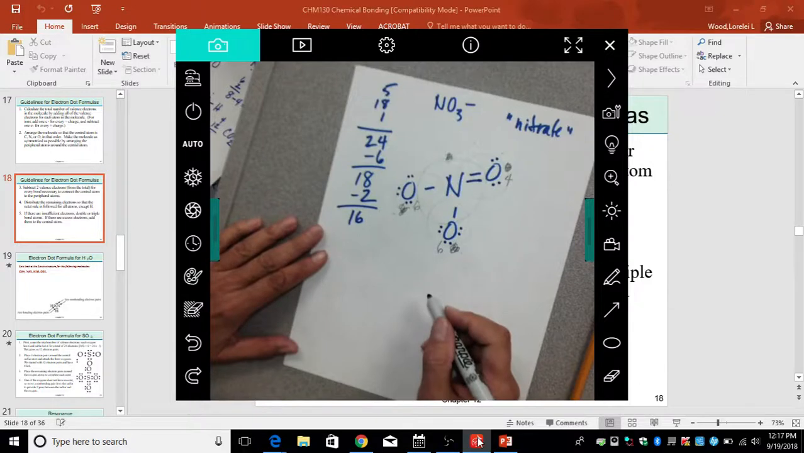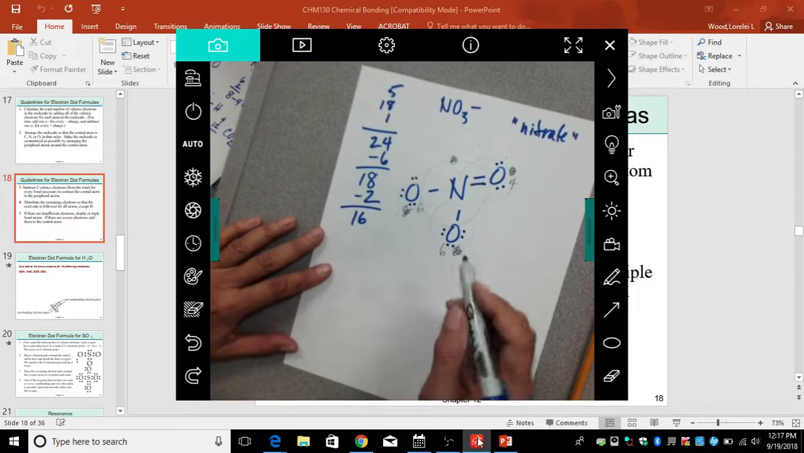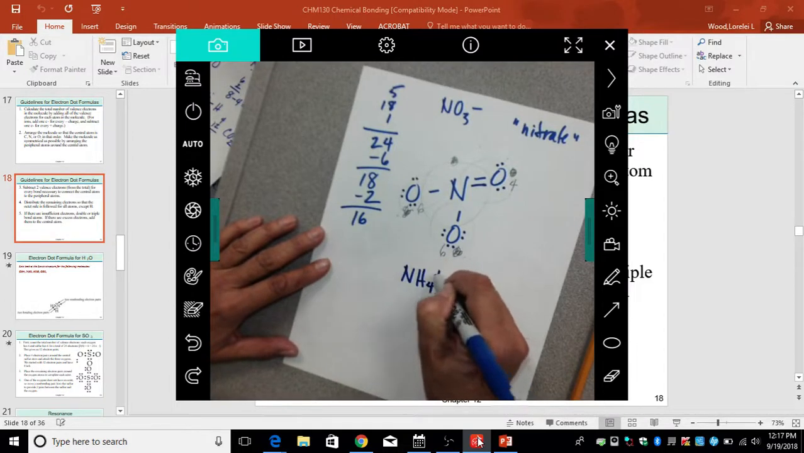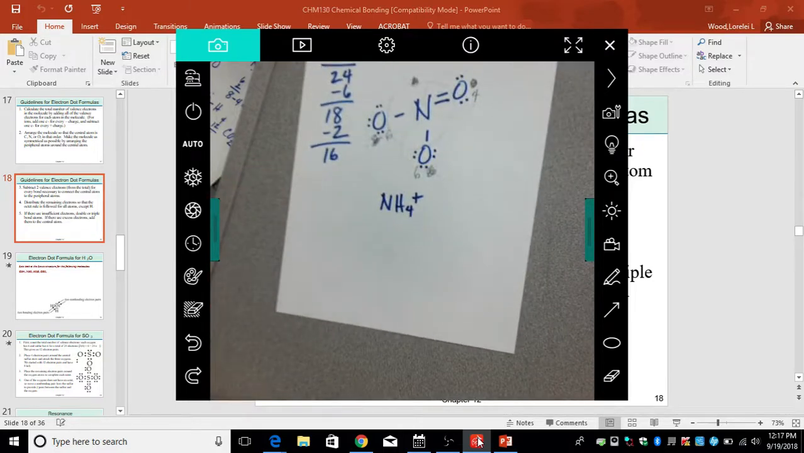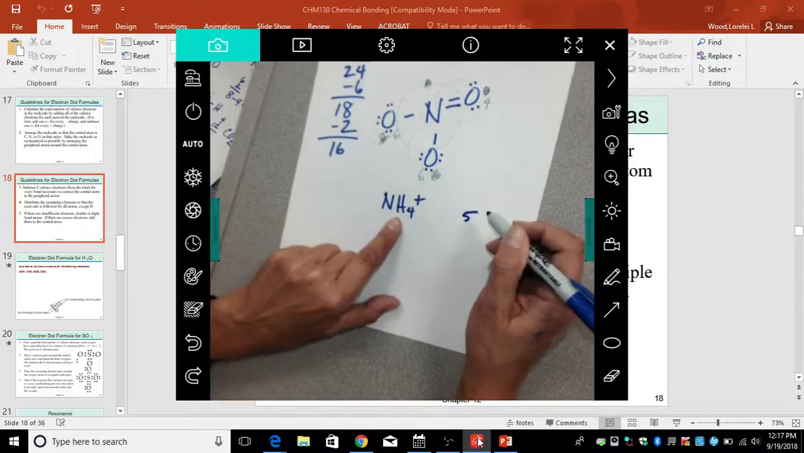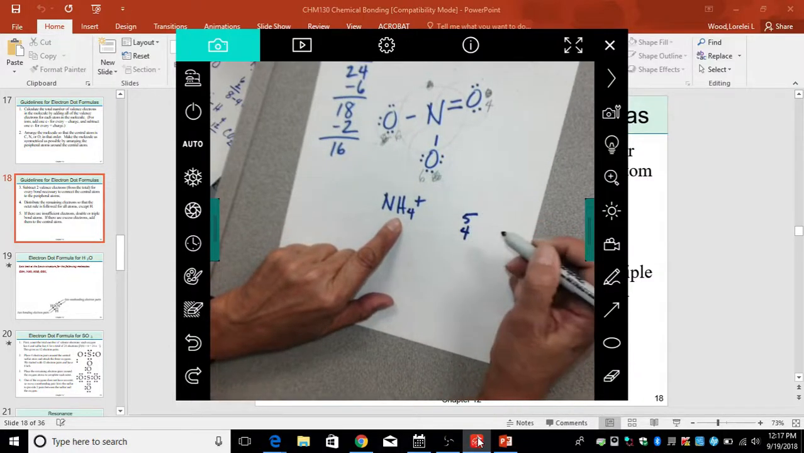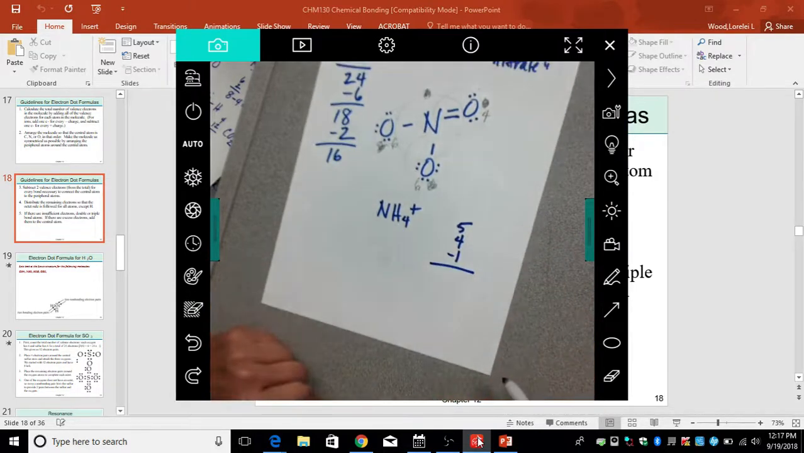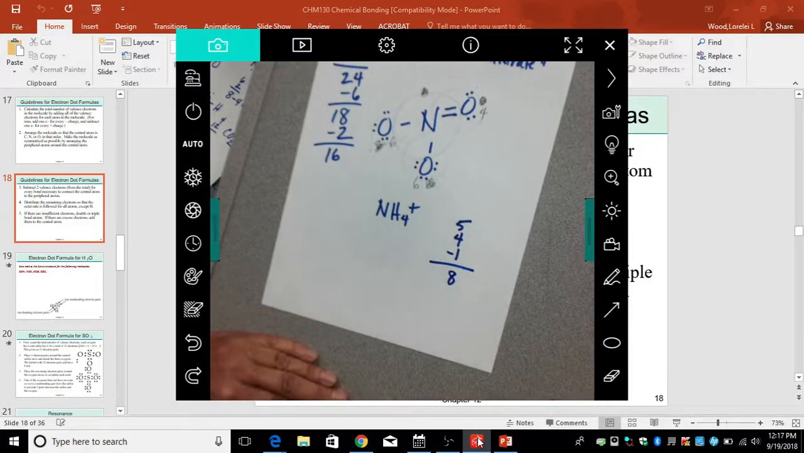Let's do one that's positively charged. Ammonium, bless you, is NH4 plus. It's a positively charged ion. All right, how many valence electrons does nitrogen have? 5. Each hydrogen has 1. There's 4 of them. But now, what am I going to do with that plus? I got to subtract 1, right? So 9 minus 1 is 8. Who's going to be the central atom here? Nitrogen.